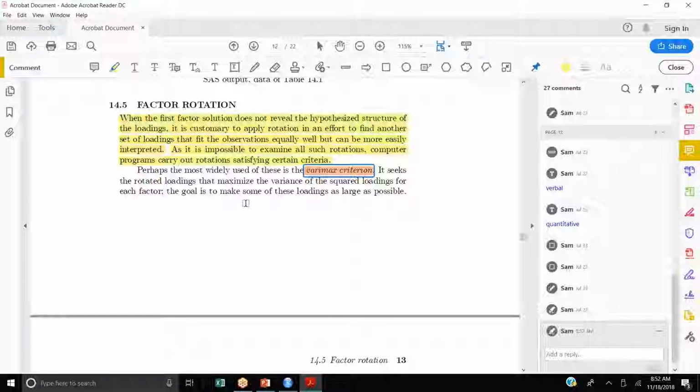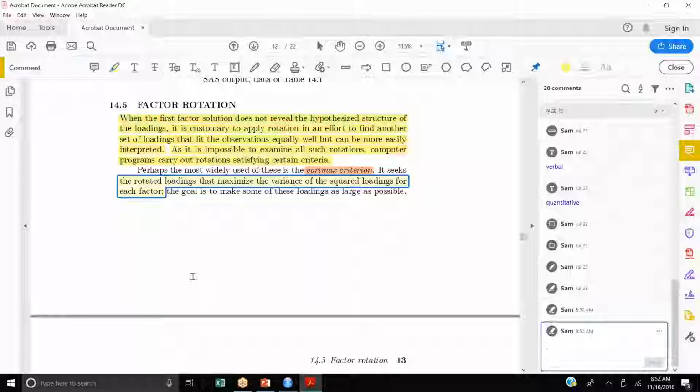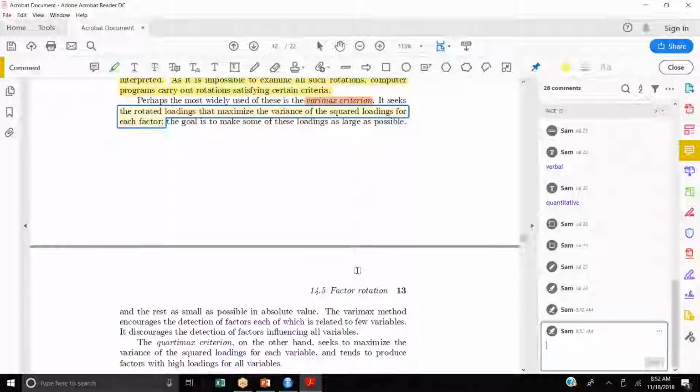All right, so the Varimax rotation: the purpose is to find those loadings that maximize the variance of the squared loadings for each factor. Maximize the variance of the squared loadings. So basically, you are maximizing the communality.